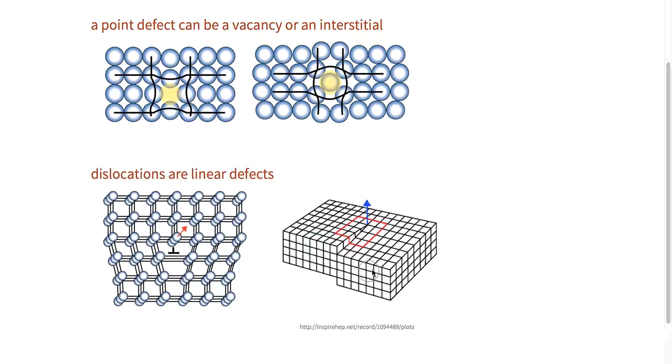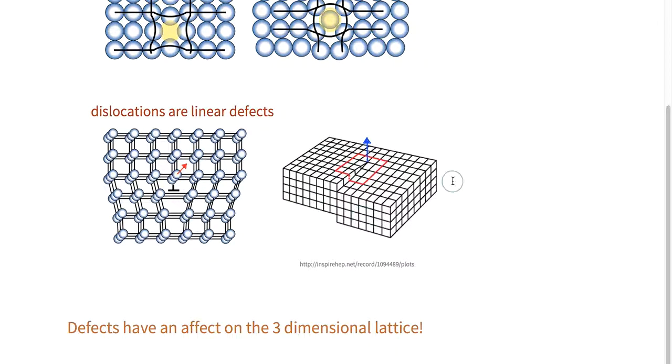Another type of dislocation is a screw dislocation. The blue arrow here shows the line direction of this defect. Here atoms on one side are higher than the other, here it's lower. And you see this almost spiral shape that forms, kind of like a screw. From these pictures, you can really see how defects distort the 3D lattice.